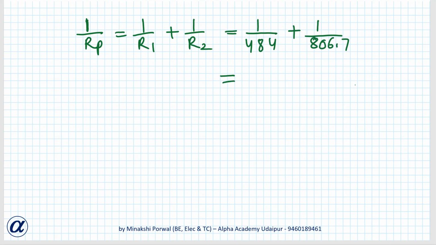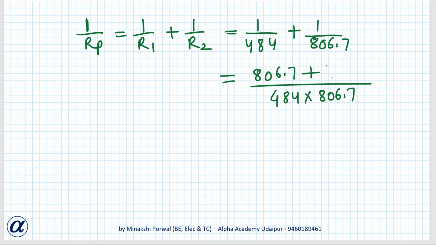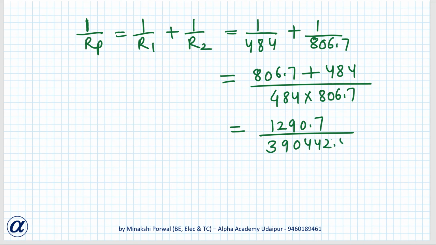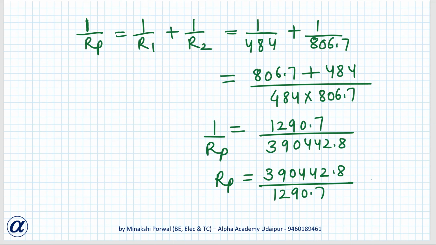This is actually a big calculation. Taking the common denominator, the numerator is 484 plus 806.7, which is 1290.7, and the denominator is 484 into 806.7, which is 390,442.8. This is 1 by Rp. So Rp will be equal to 390,442.8 upon 1290.7. So it is 302.6 ohms.